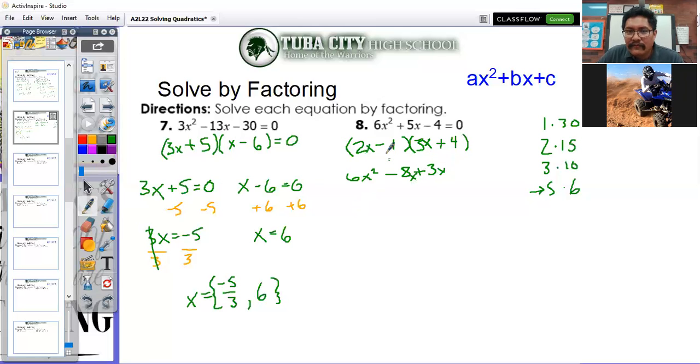2 times 4 is positive 8x, and negative 1 times 3x is minus 3x. So 8 minus 3 is 5x. So we know this is the correct combination of numbers and factors that we need. Whew, okay, so we checked it and it worked out. And with these ones, again, you have to solve by trial, which means you have to try different things.